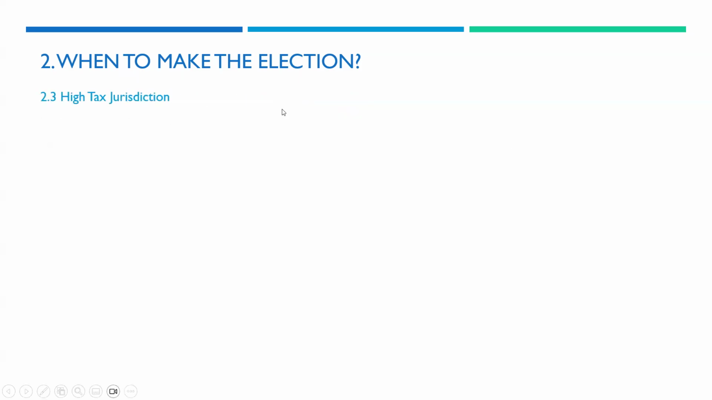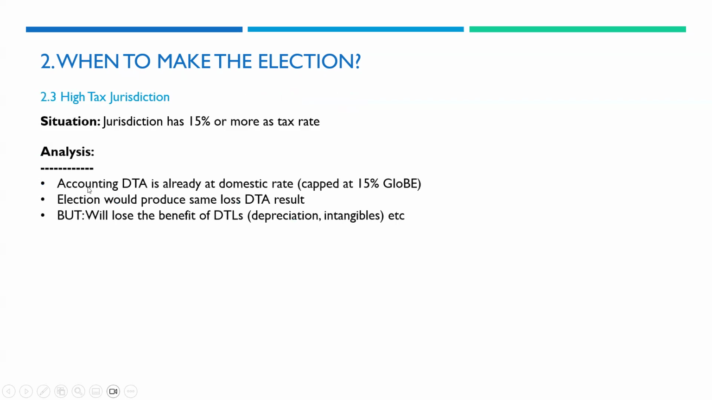Now, if it's a high tax jurisdiction, so a jurisdiction with a 15% or more tax rate, let's say Germany or India. The accounting DTA already is at the domestic rate, which now will be reduced to 15% global, right? There is a recast, there is a cap of 15%. Election would produce the same loss DTA, but you will lose the benefit of DTLs. So in case of a high tax jurisdiction, since you will lose your DTLs, do not elect.